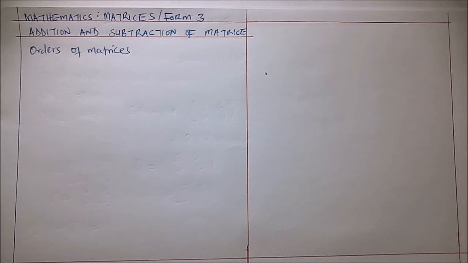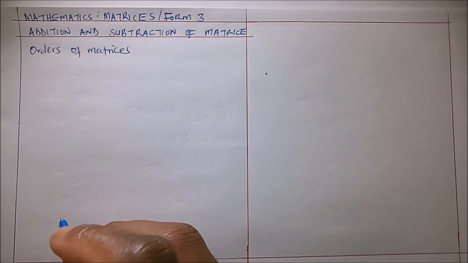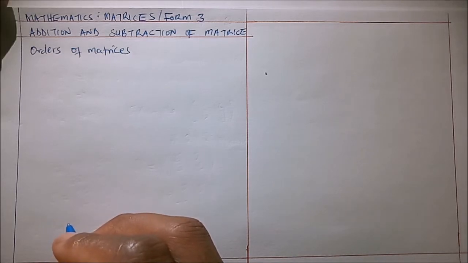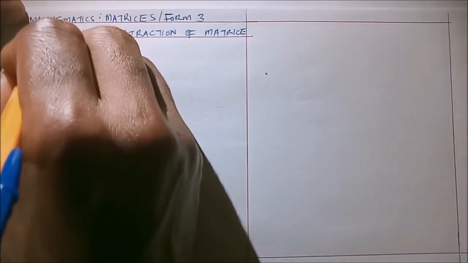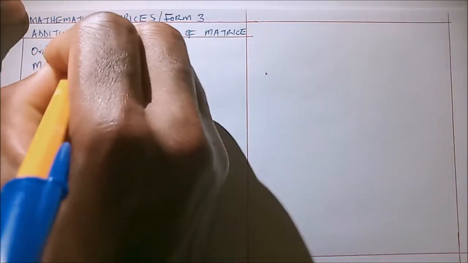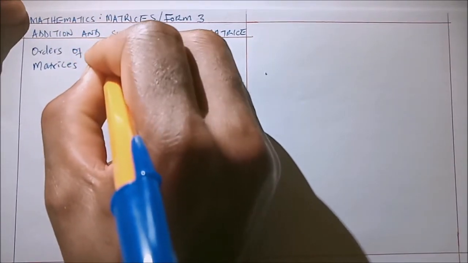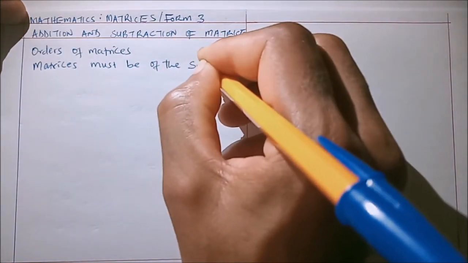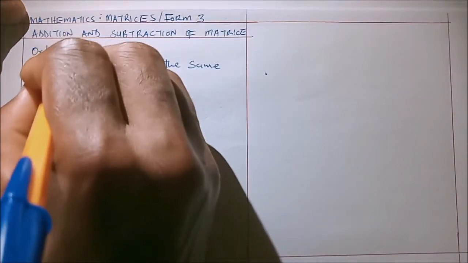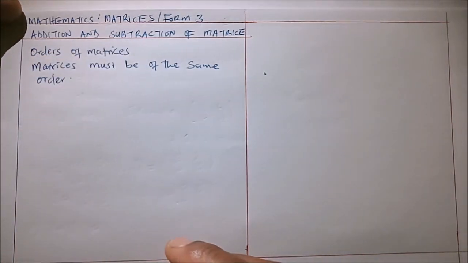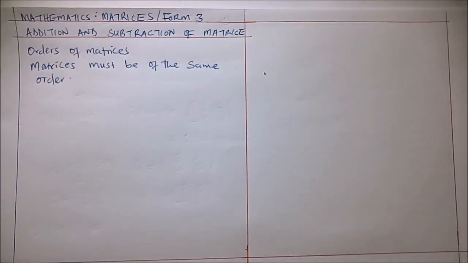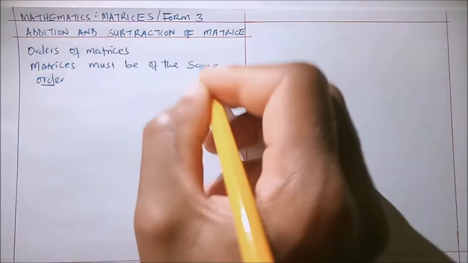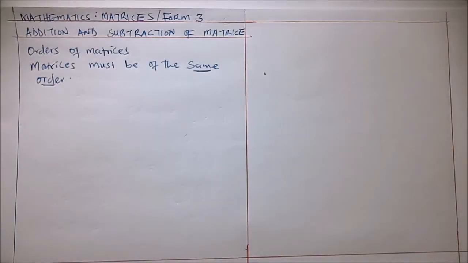We normally say that for us to be able to add and subtract matrices, the matrices must be of the same order. That is very key. So when we are looking at addition and subtraction of matrices, I emphasize that we have to look at matrices of the same order.